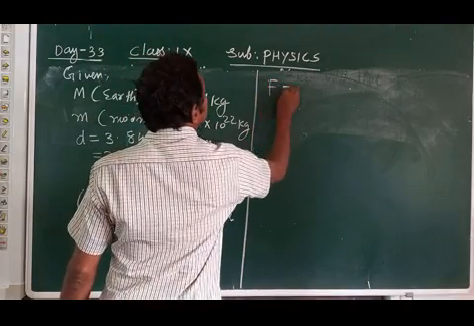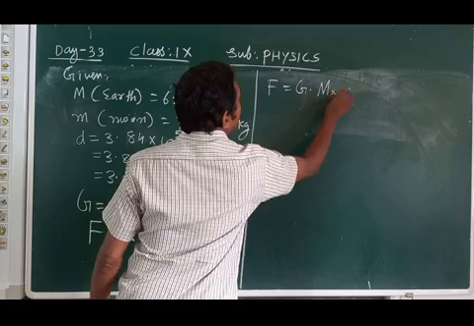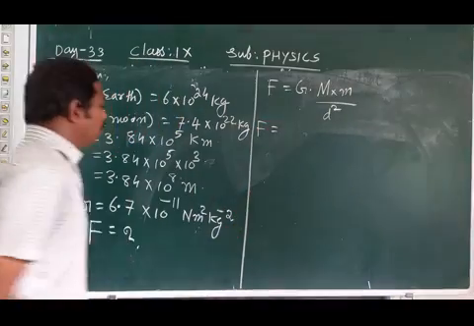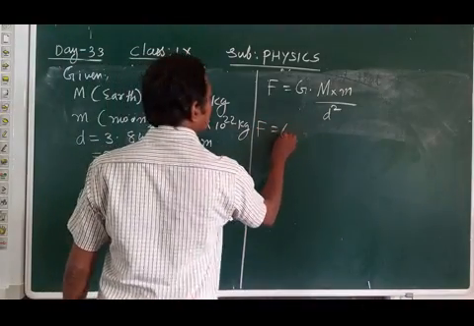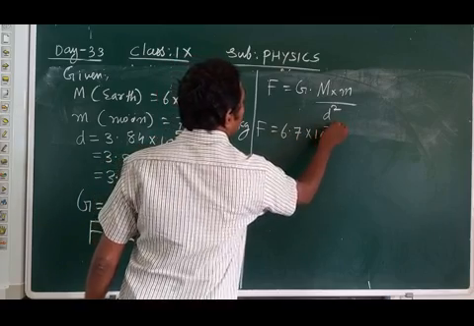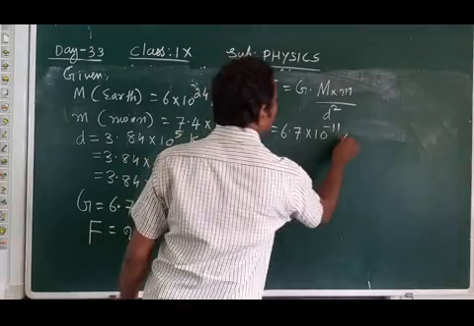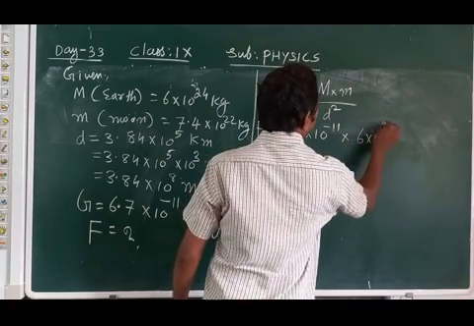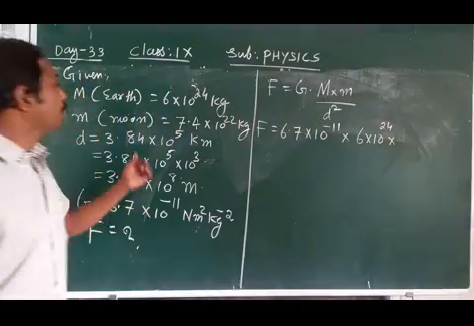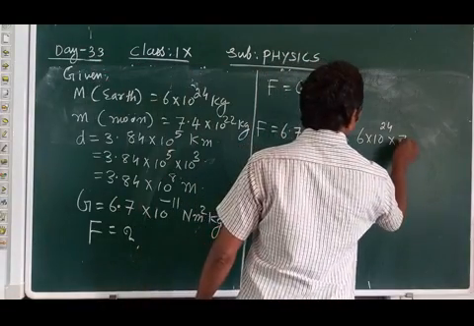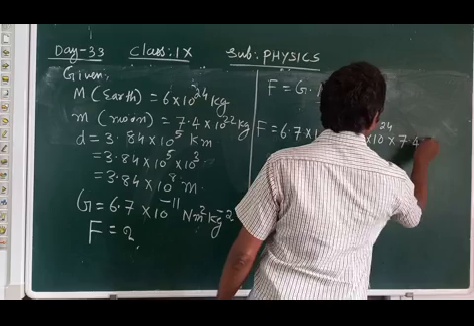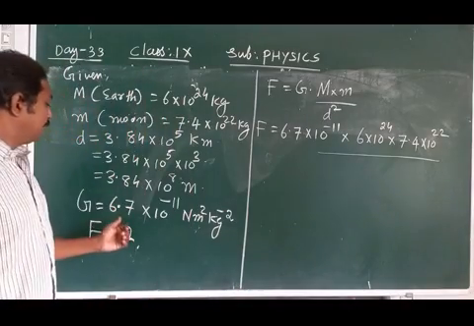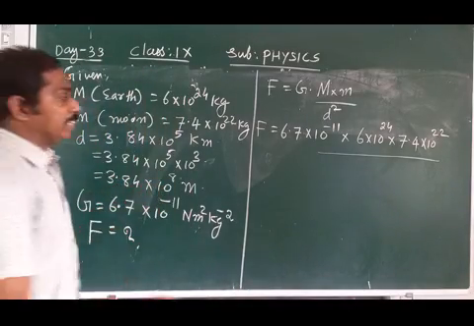F equals G M m by d square. F equals G, which is 6.7 into 10 raised to minus 11, into capital M, which is 6 into 10 raised to 24. What is small m? That is the mass of the moon, 7.4 into 10 raised to 22, divided by d square. D is 3.84 into 10 raised to 8.